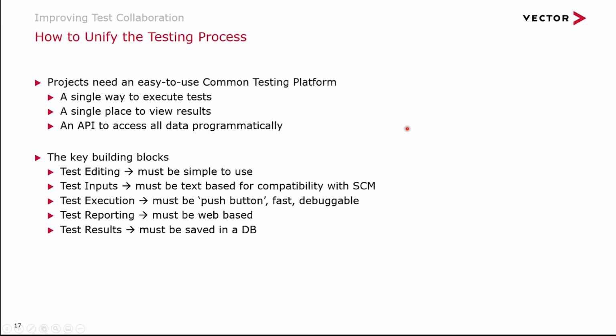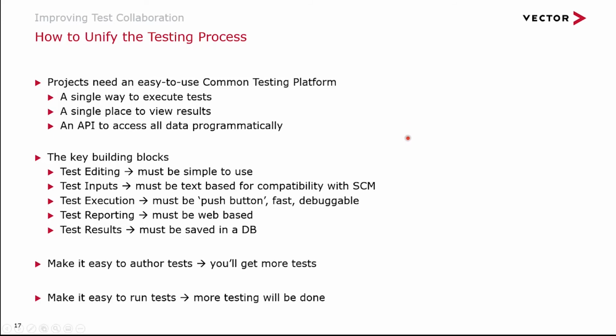The test execution, this is a key improvement. It has to be push button. I don't mean from a GUI, but it has to be simple to run a test, fast, and debuggable. I think people lose sight of the fact that they need to make their testing debuggable when they're designing their test environments. And then the test reporting has to be web-based. There are so many frameworks that you can find for creating quick dashboards that there's no excuse for your test reporting not to be published via the web. And then the results are critically important so you can see trends over time. So let's save those into a database that'll scale.